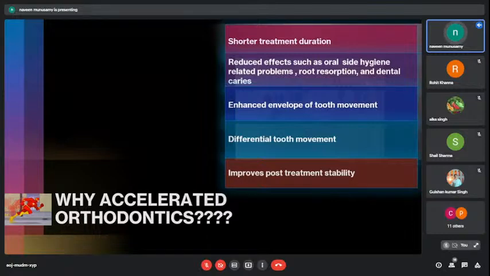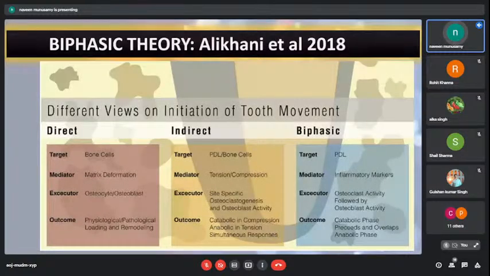After this came the indirect theory. The indirect theory says that actually the target cells are the periodontal ligament. Whenever we apply orthodontic force, it will lead to inflammation and damage or trauma to the periodontal ligament. And because of this trauma, there will be release of various cytokines, mediators, which will cause osteoclastogenesis or the activation of osteoclasts. This is the most prevalent theory which we all are following till today.